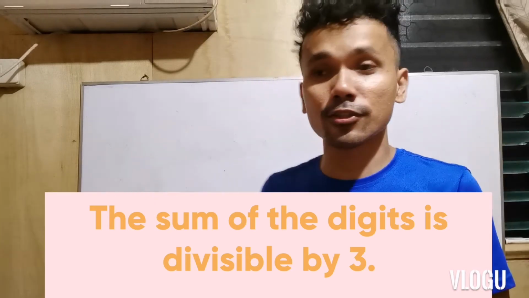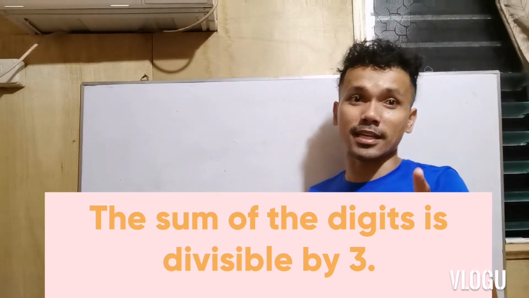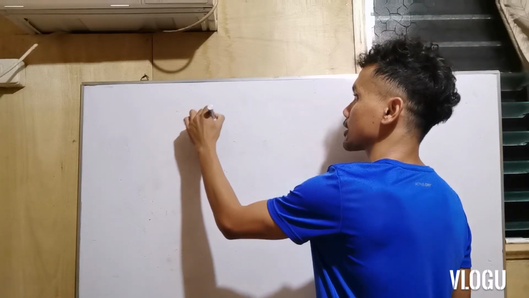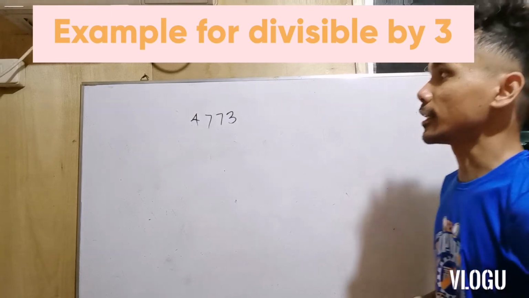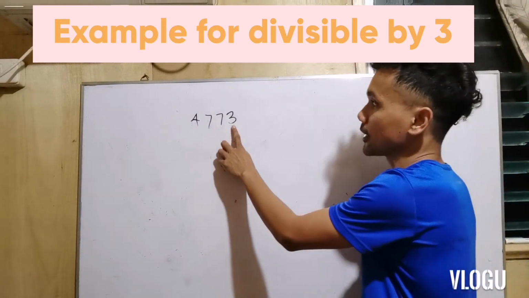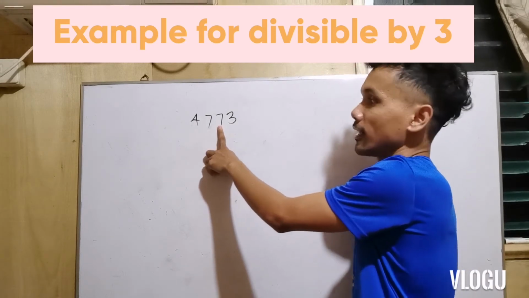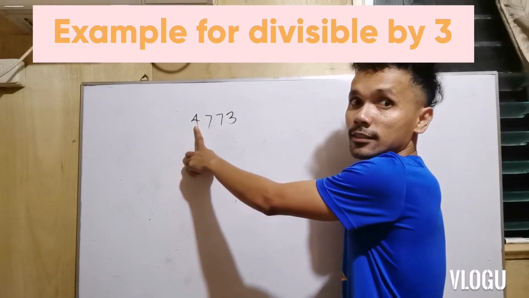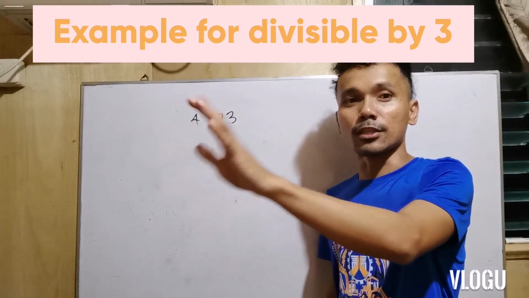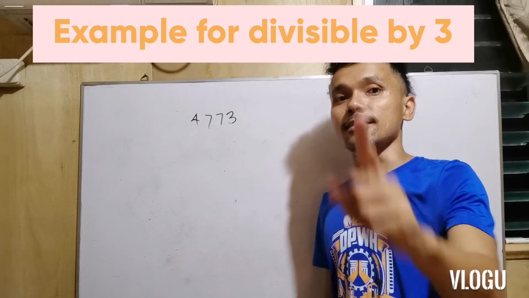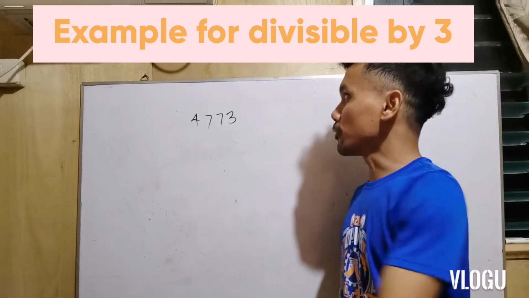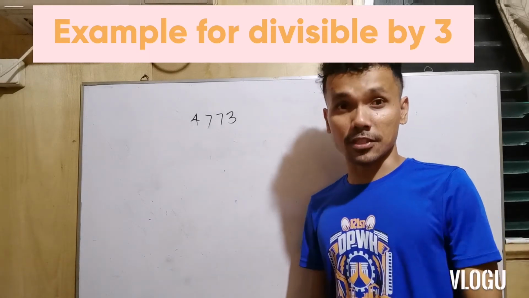Okay? So, I have to illustrate it with an example para mas maintindihan natin. Say for example, I have the number 4,773. I have the 3 as the ones digit, then the tens, the hundreds, the thousands digit. But anyway, I have a 4-digit number. Okay lang. So, the rule says, you just add the digits, and if the sum is divisible by 3, therefore the number 4,773 is divisible by 3.